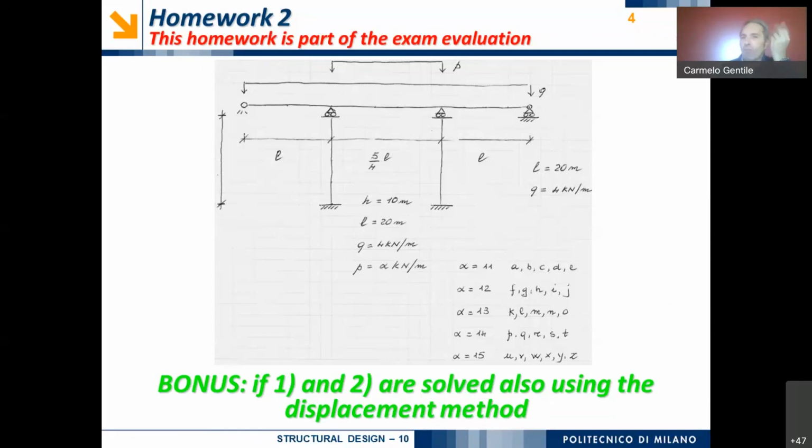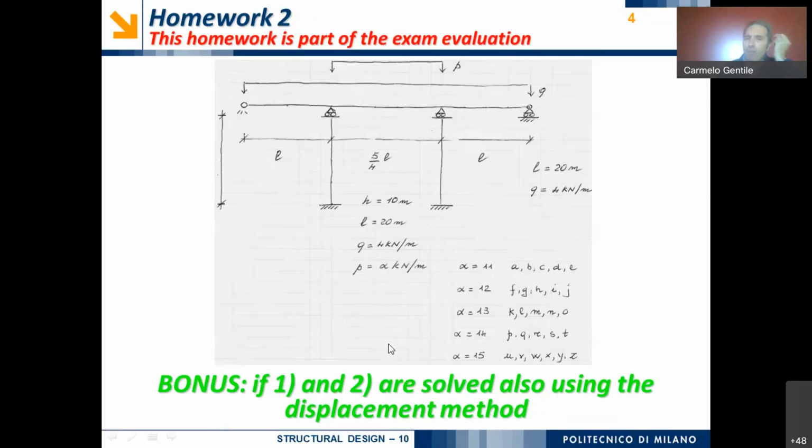So this means, for example, that if your overall mark, by considering the effect of all the exercises, of all the homework, and the effect of your oral exam is 22, if you can count on the bonus on this exercise, you will have a mark not of 22 but of 24.